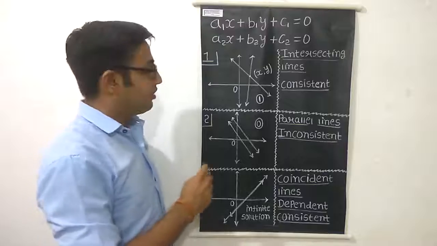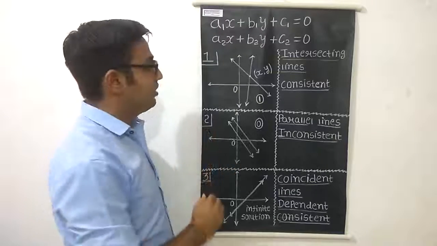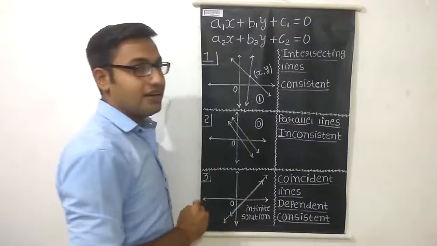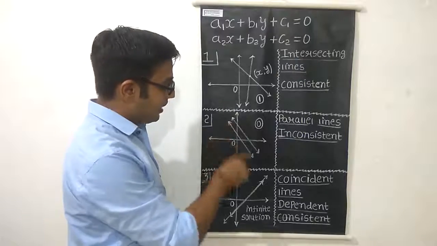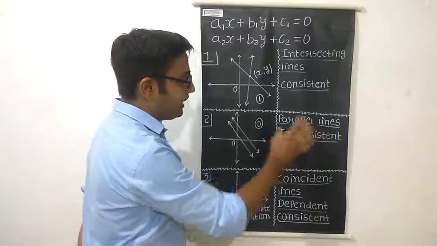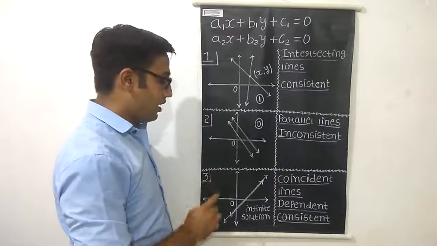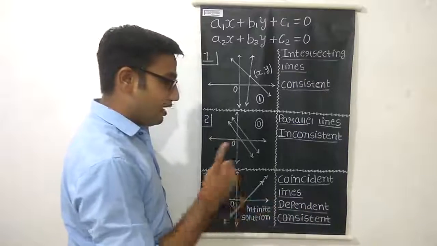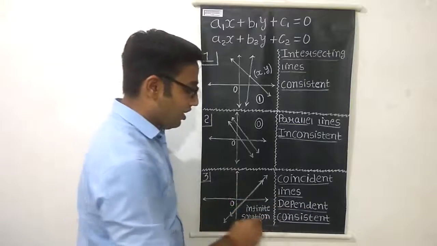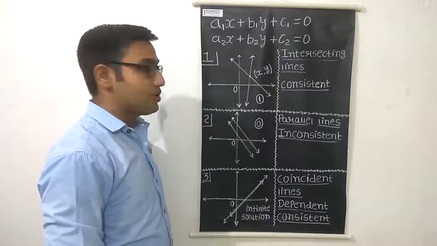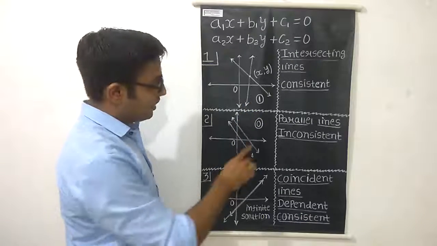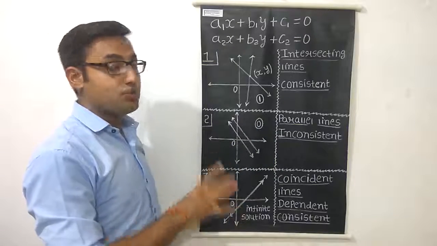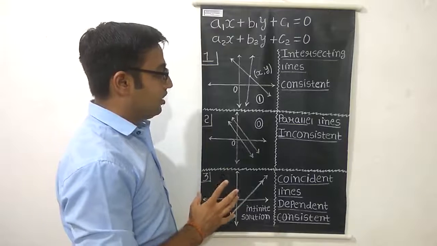Let's revise quickly. There are three cases possible. One is intersecting lines. Intersecting lines are also called consistent pair of linear equations. Parallel lines. Parallel lines are called inconsistent pair of linear equations, and coincident lines. Coincident lines are also called dependent, and dependent pair of linear equations are consistent pair of linear equations. Here we get one solution, here we cannot get any solutions, and here we get infinitely many solutions, right?